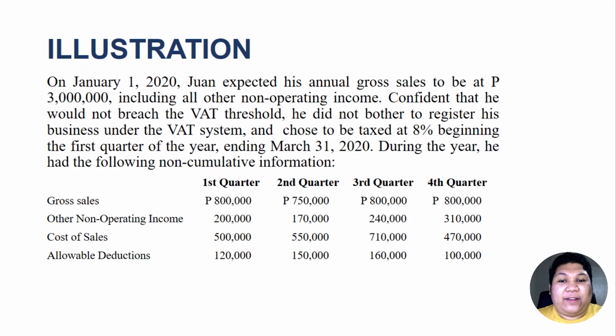In the first quarter, Juan will pay the 8% optional rate because he thought that he would not exceed the 3 million VAT threshold. The same goes for the second and third quarter. But after the third quarter, in the fourth quarter, Juan would notice that he would exceed the 3 million VAT threshold. So we first compute the income tax dues for the first, second, and third quarters using the 8% optional rate, and then we compute the tax due on the fourth quarter using the graduated rates.